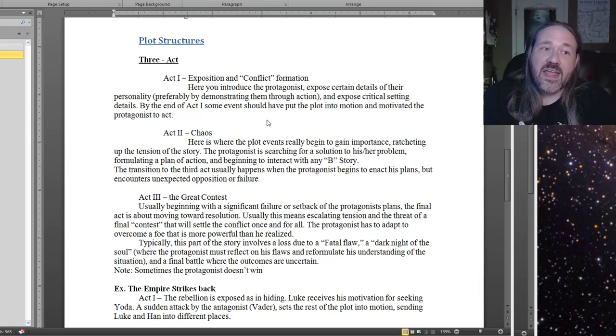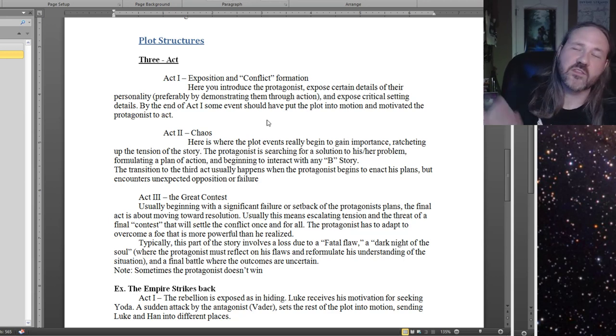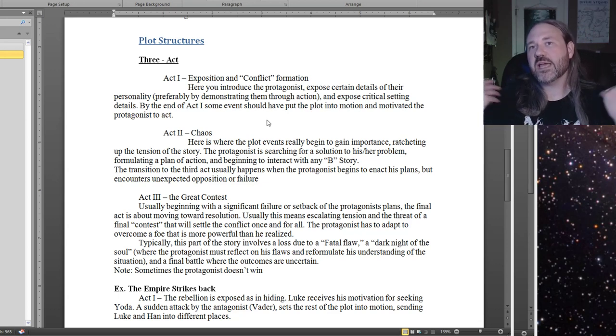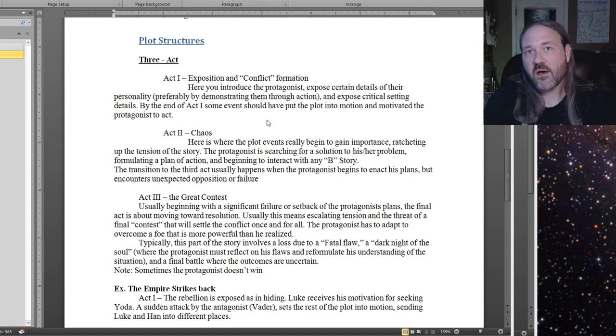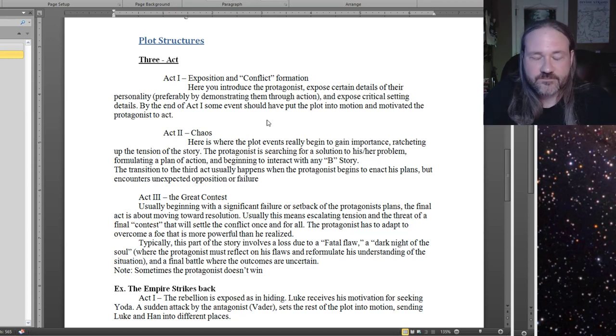And then by the end of Act 1, there should be some event that puts into motion everything the protagonist has to do. It motivates the protagonist to act or puts the protagonist on the defensive where they have to run away. In Dune, it was the betrayal of the Atreides house by Harkonnen and the Emperor that killed off Paul's family, but he somehow survives. Act 2, he'd be going into the desert.